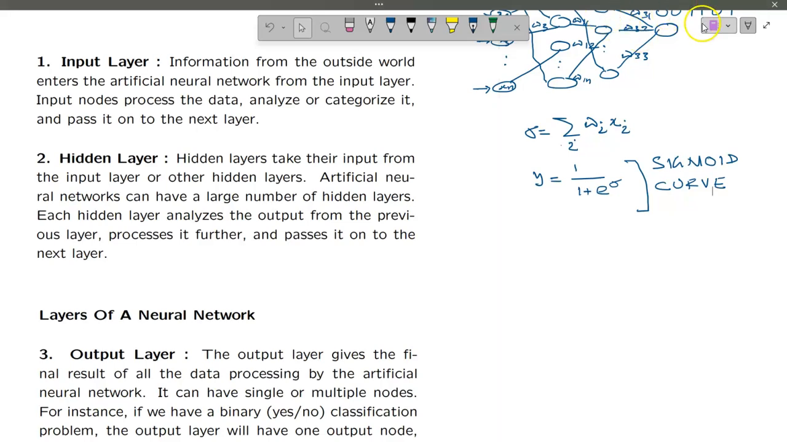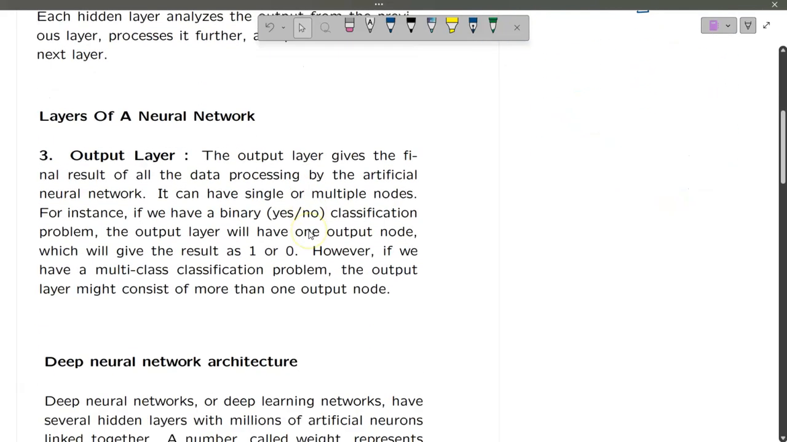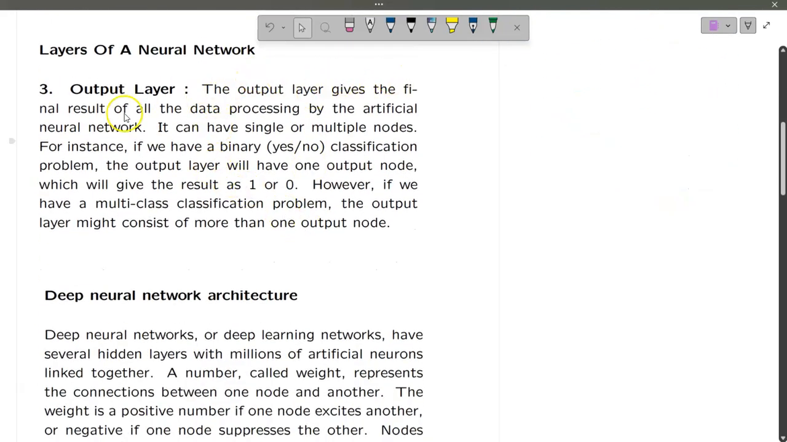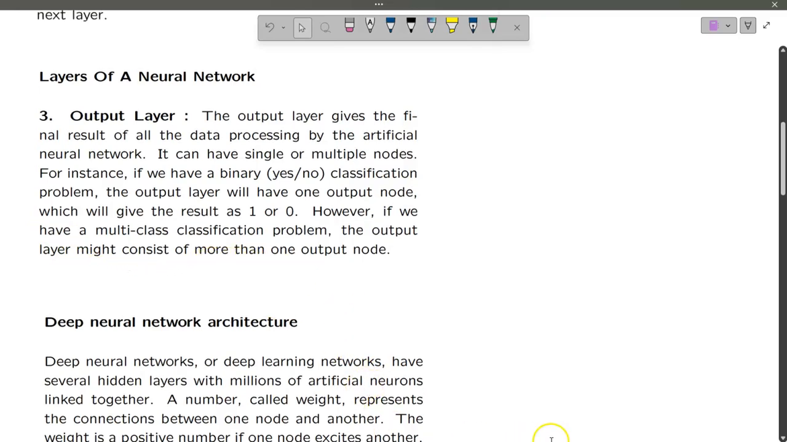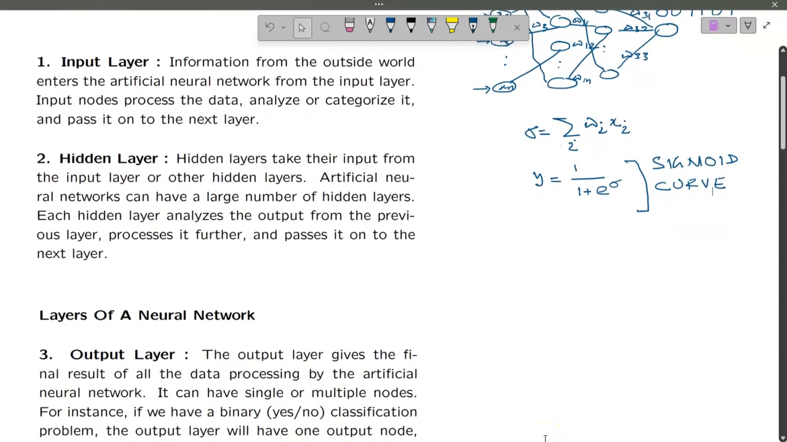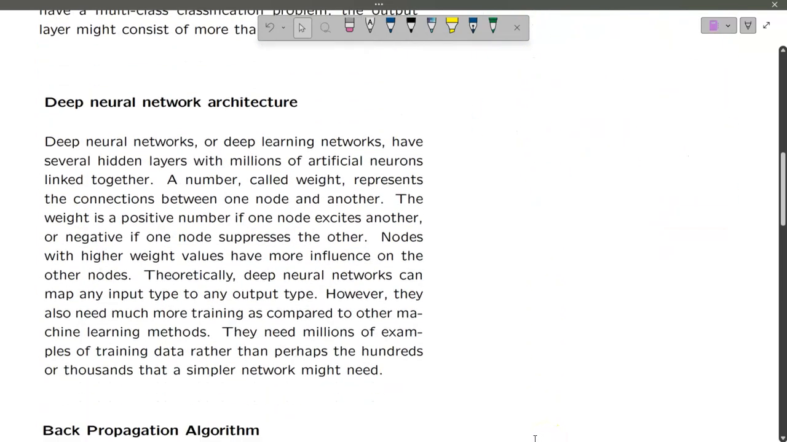Then comes the output layer. The output layer gives the final result of all the data processing by the artificial neural network. It can have a single or multiple nodes. For instance, we can have a binary yes/no classification problem. The output layer will have one output node which will give the result as 1 or 0. However, if we have a multi-class classification problem, the output layer might consist of more output nodes. So I drew one output node, but there could be several output nodes too.